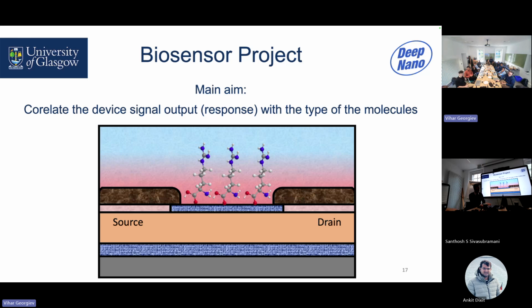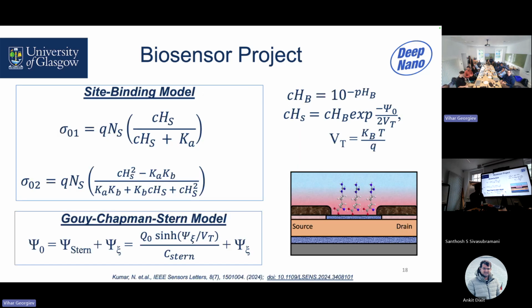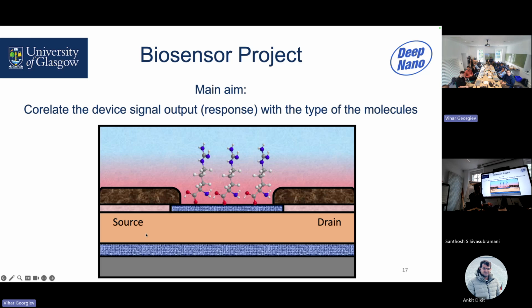So how do we combine this with machine learning? Just to give you quickly again, this is a source and a drain. So this is a transistor, this is a gate oxide, and these are some molecules on the top. And you want to know what the molecules on the top are. Is it a COVID virus or is it something else? So this is the question.